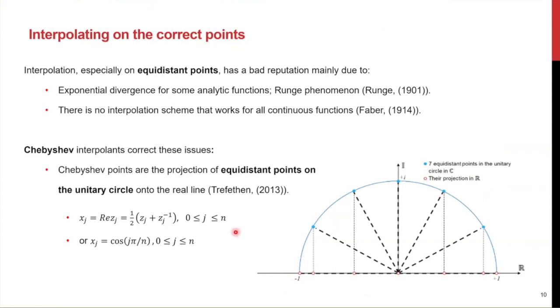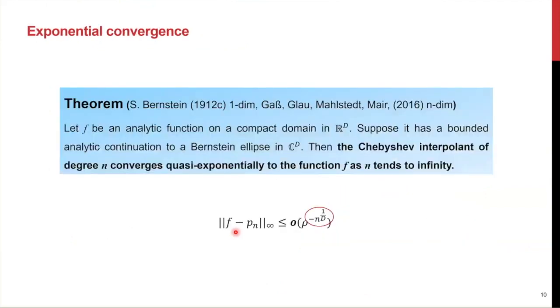That's the first condition. The second is that we have to restrict ourselves to analytic functions in order to get really powerful results. You can also have other results for more general functions, but we like restricting ourselves to analytic functions. And with those two conditions, we obtain the following theorem, which is central. This is the combination of many results obtained throughout the 20th century and some very recent ones, even in 2016. It says that if you've got an analytic function f of any dimension, then the Chebyshev interpolant or the Chebyshev tensors of degree n converges quasi-exponentially to the function f as n tends to infinity. If it's one-dimensional, by the way, you get exponential convergence.